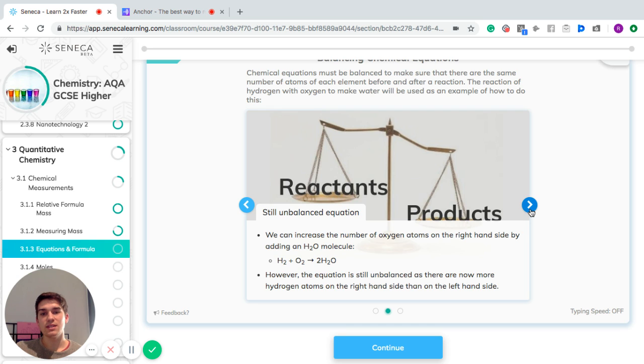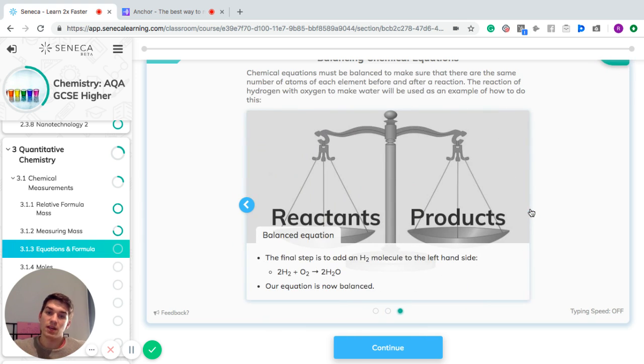That balances the oxygen atoms on both sides, but the equation is still unbalanced as there are now more hydrogen atoms on the right-hand side than there are on the left side. So we need to do something else. The final step is to add another hydrogen H2 molecule to the left-hand side. So we're left with 2H2 plus O2 goes to 2H2O, and now the equation is balanced.